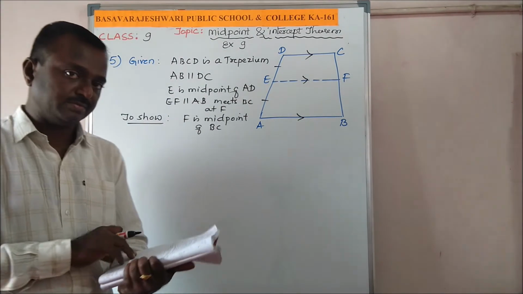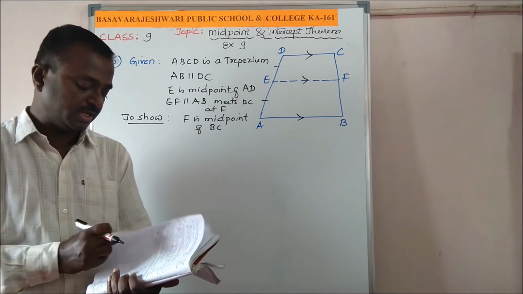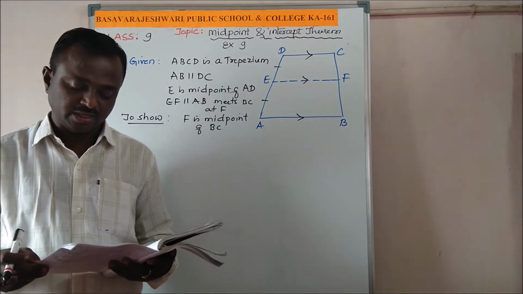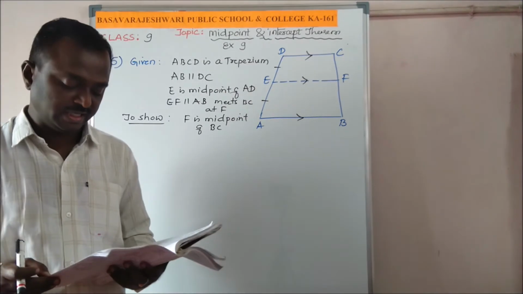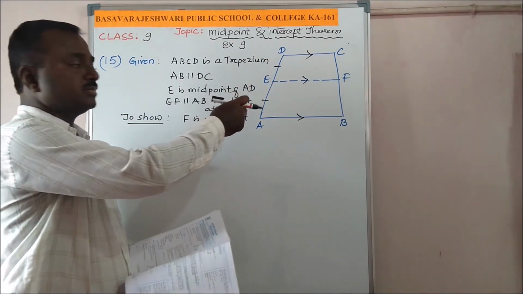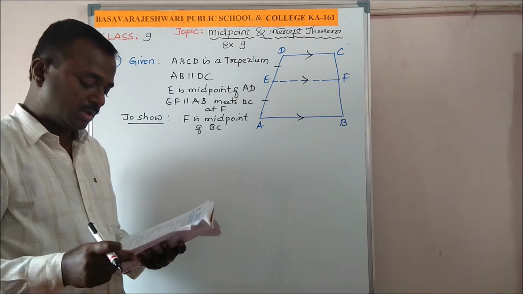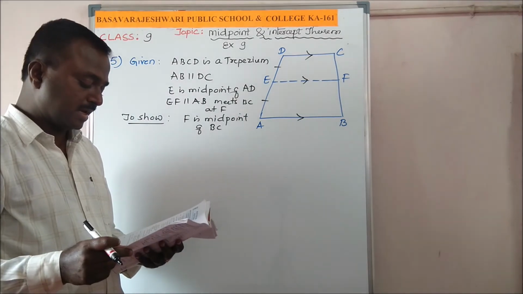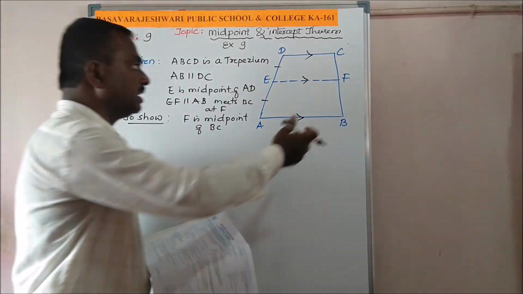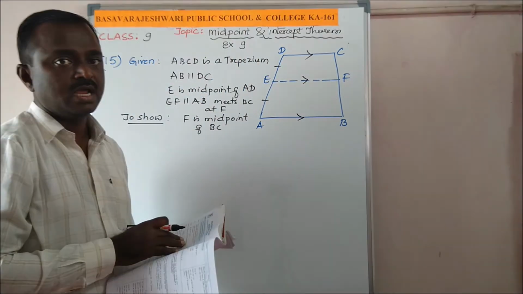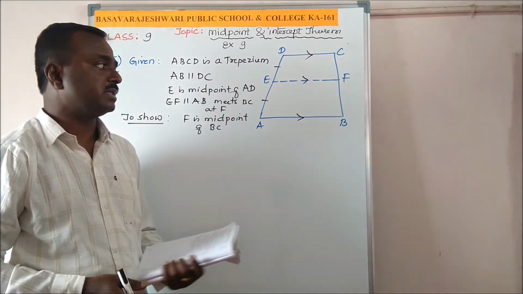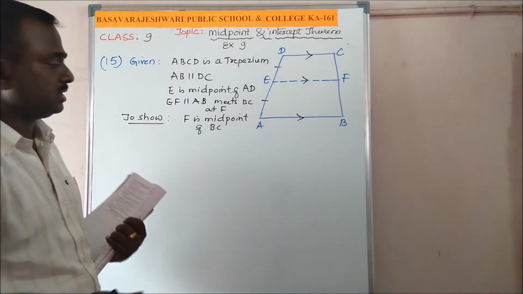So what is the intercept theorem? Just remember what the intercept theorem says, page number 113. If a transversal makes equal intercepts on 3 or more parallel lines, here the transversal is AD, then any other line cutting them will also make equal intercepts. So here BC is also cutting the same lines, so they also make equal intercepts. Therefore, we can say BF is equal to FC.